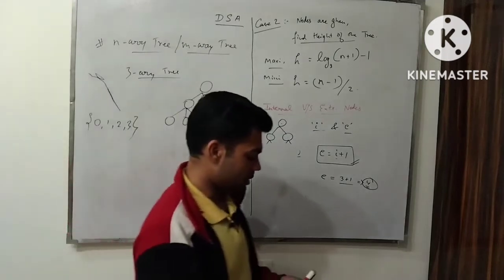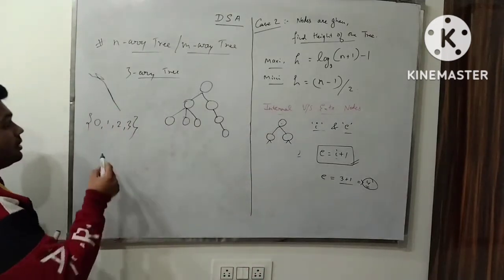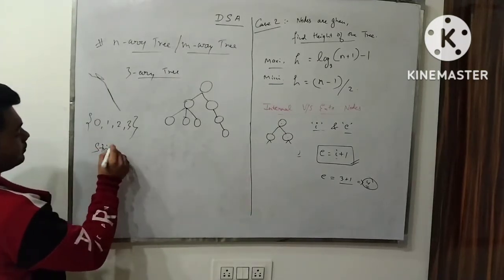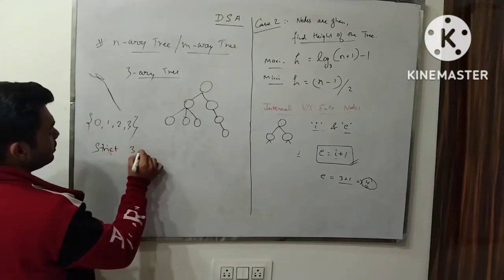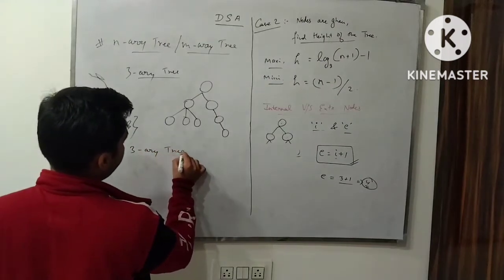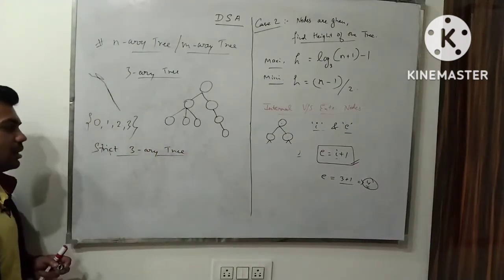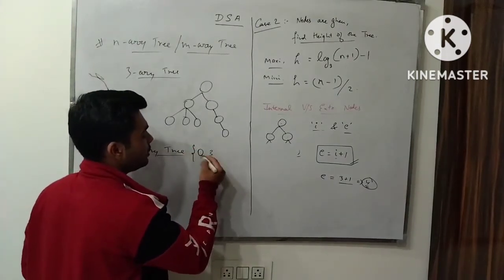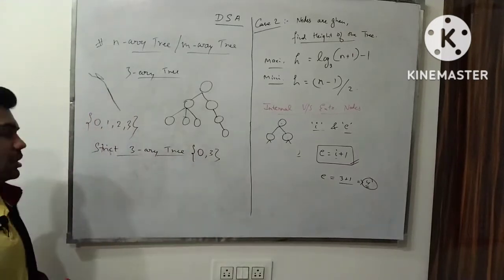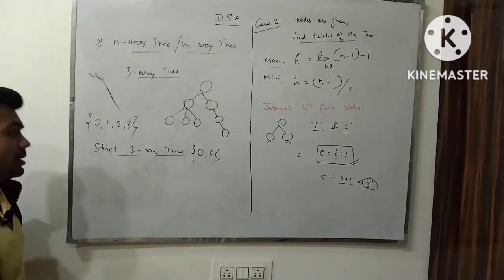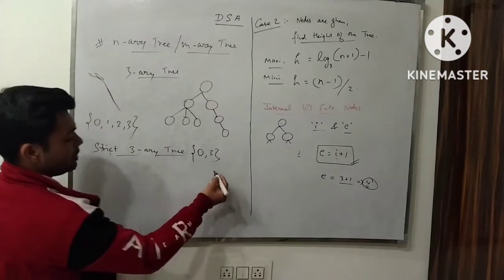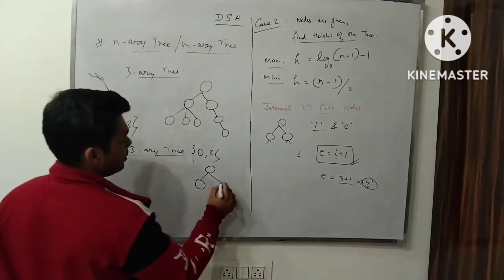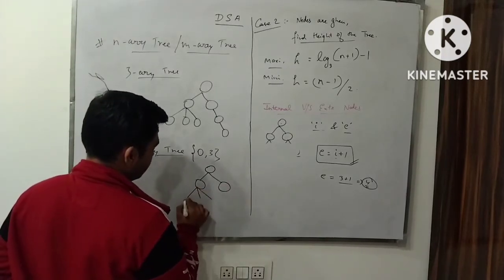There is also a strict 3 array tree. So what is it? A tree whose nodes have either 0 children or exactly 3 children. Such a tree is called a strict 3 array tree. If I draw an example of this strict 3 array tree, it will look like this.